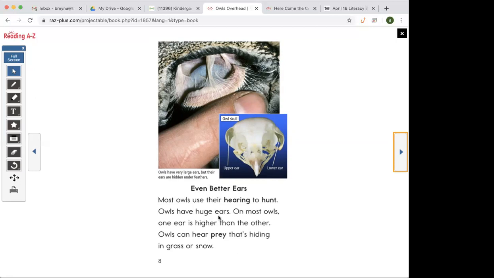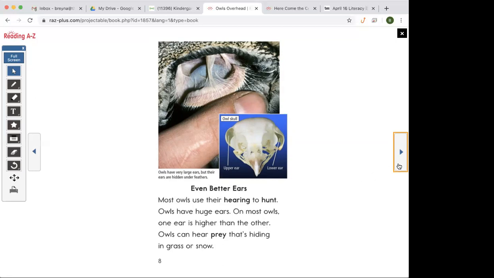Owls have huge ears. On most owls, one ear is higher than the other. Owls can hear prey that's hiding in grass or snow. So prey is bolded. That means it's darker than the other words, and you can go to the back, to the glossary, to see what prey means. Let's go see what prey means.